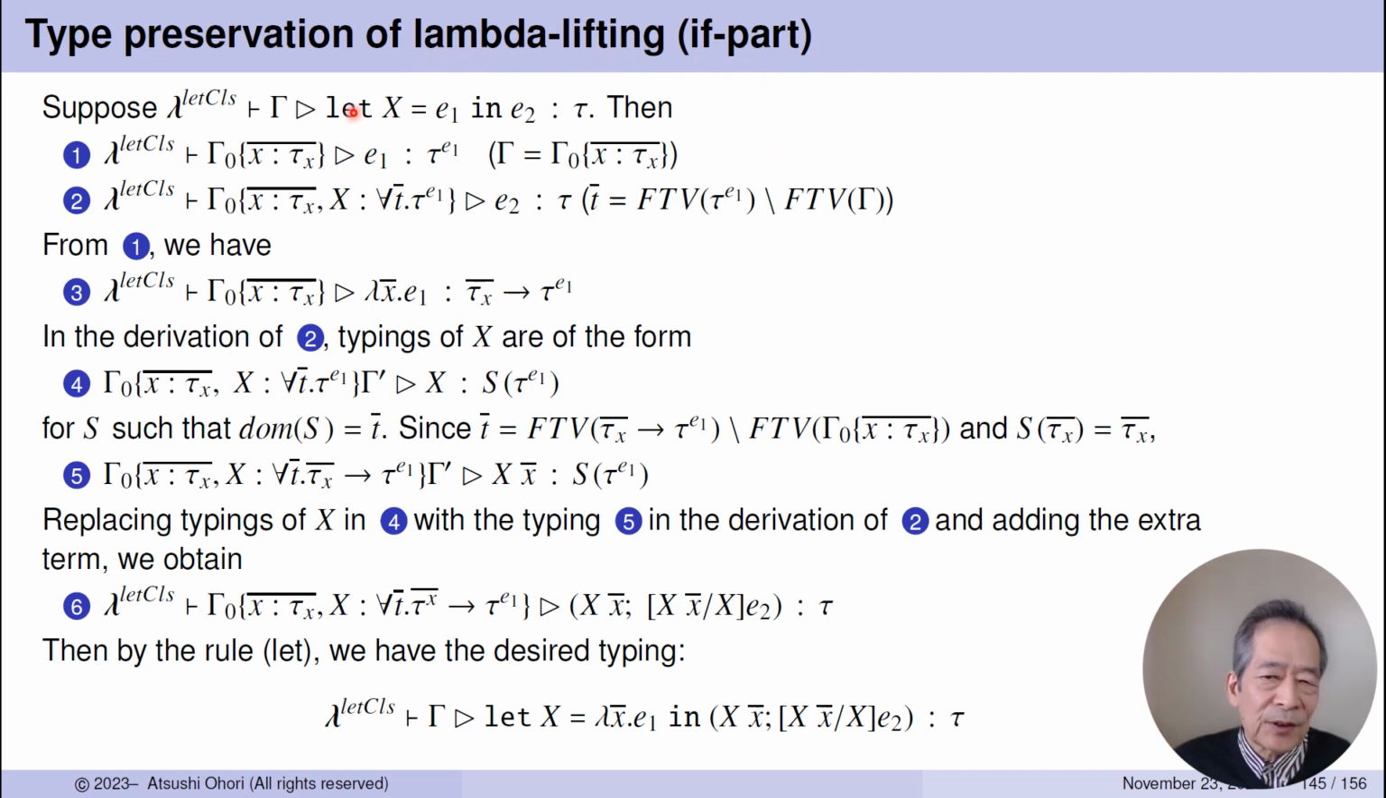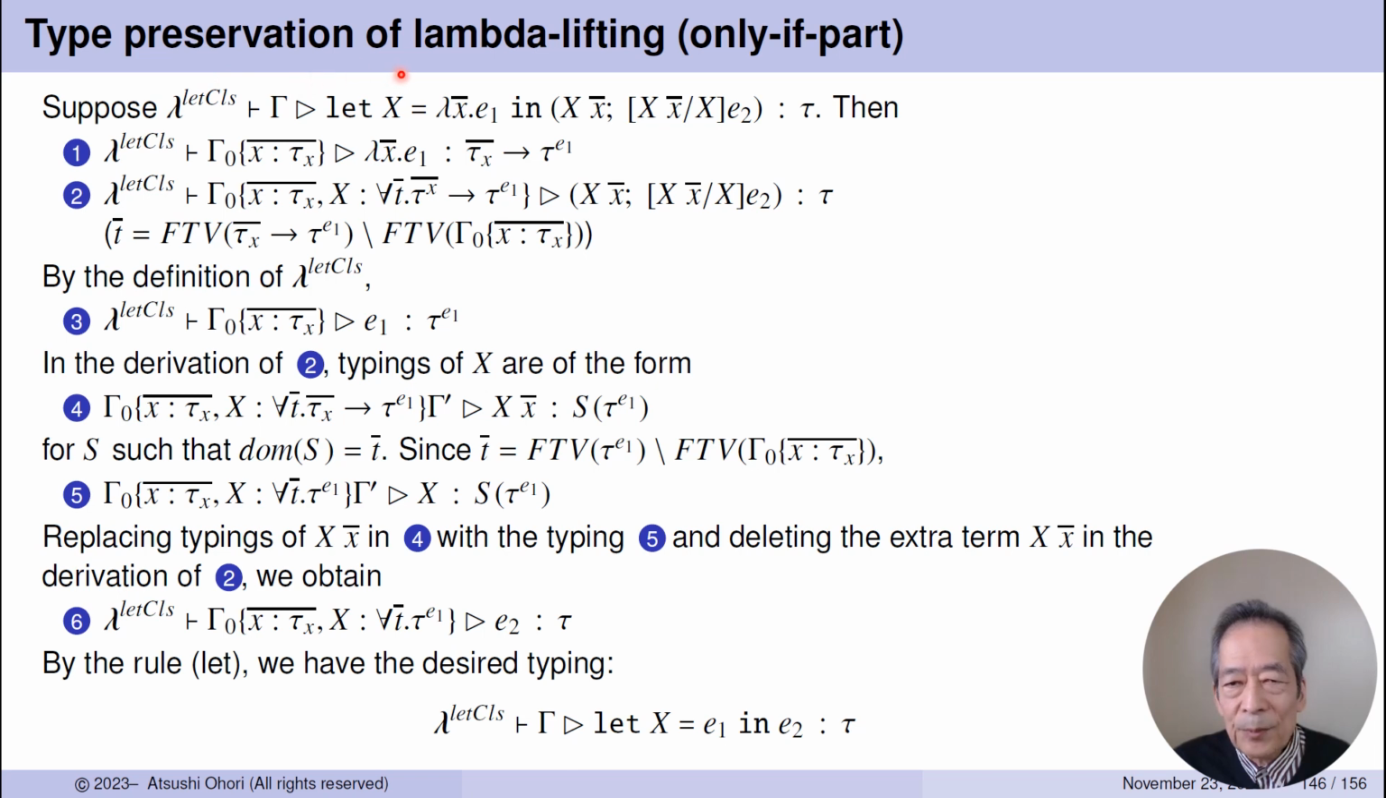The if part is that if this original expression is derivable, then this result of lifting is also derivable under the same gamma and under the same tau. In this part, this extra term is not necessary. This is necessary for the only if part in the next slide. The type preservation only if part proof.